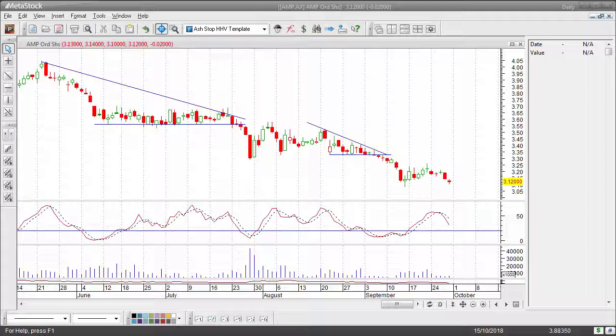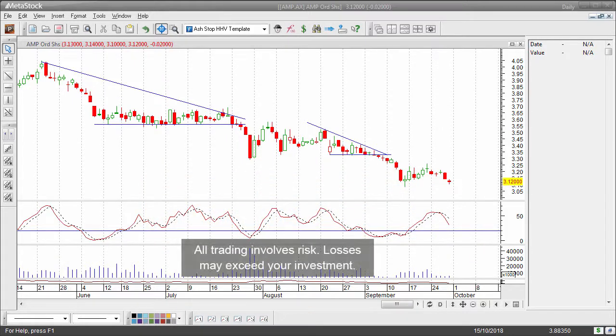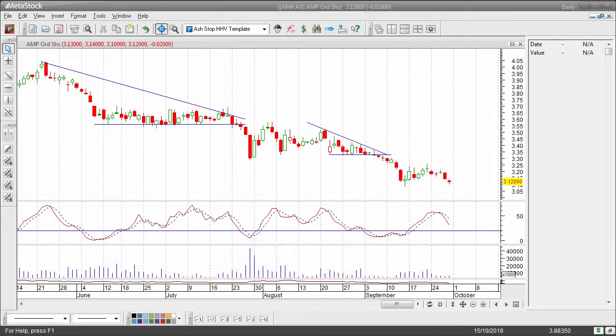In this video, we're going to take a look at descending triangles and a couple of tricks you can use within something like Metastock just to play a trick with your mind so you can see the ascending and descending triangles better. In this case, we want to look at the descending triangles and try and flip it so we can get a bit of a visual as to how we would trade it long.